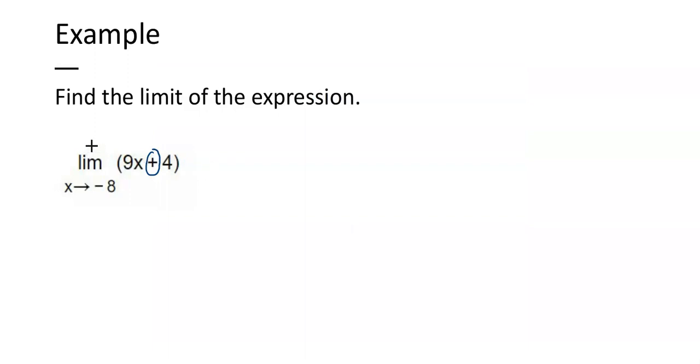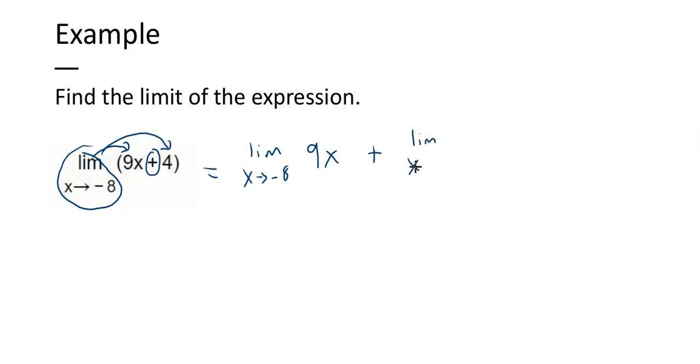So I'm going to apply this limit as x approaches -8 to the 9x and to the 4 separately, and then we'll add the resulting limits together, right? And so we'll get the limit as x approaches -8 of 9x plus the limit as x approaches -8 of 4. And maybe I should use parentheses here.